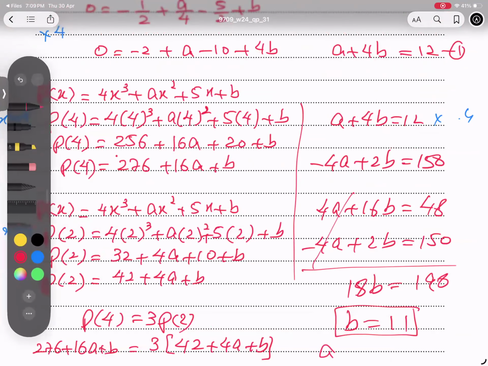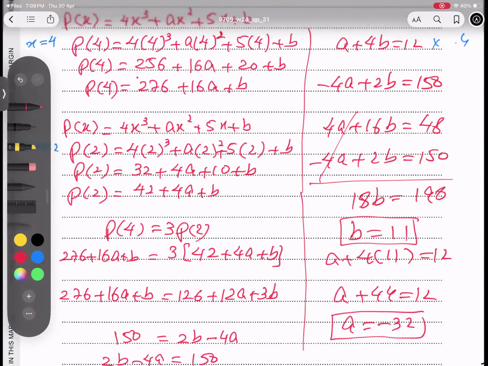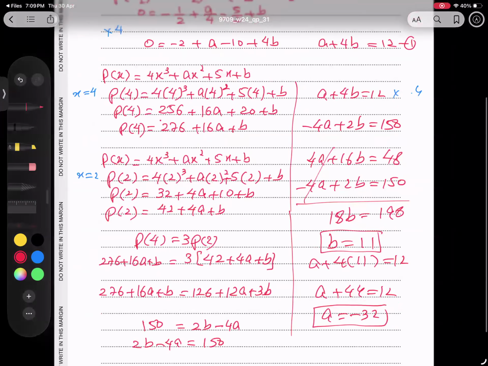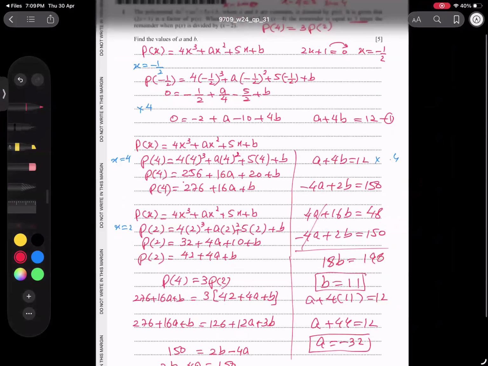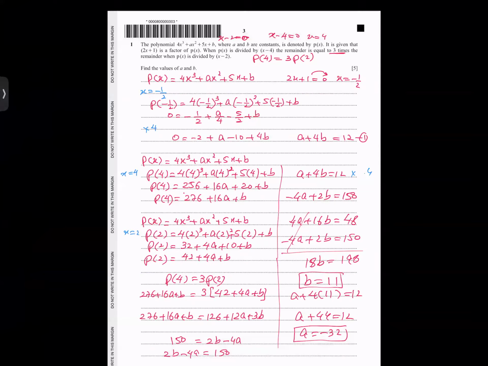So A plus 4 times 11 is equal to 12. So A plus 44 is equal to 12. And A value, 12 minus 44, we are getting negative 32. So I hope so, students, the idea is very clear, and a lot of patience is required to solve this kind of question. And there is a plus B, A and B was the target to achieve, and we have done it.